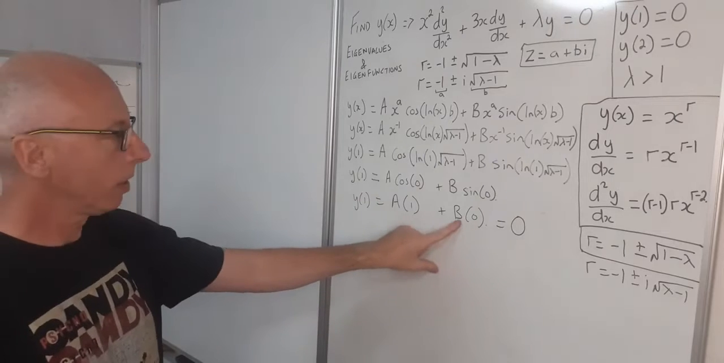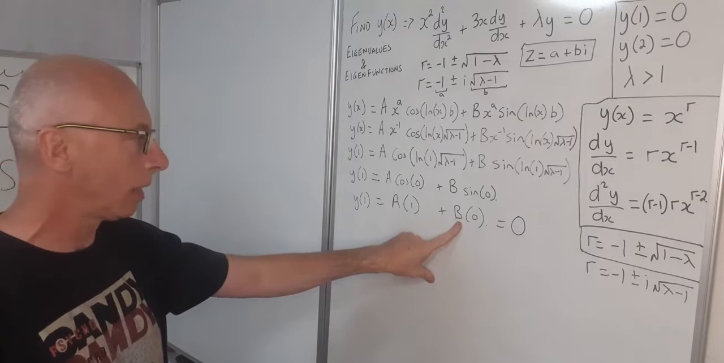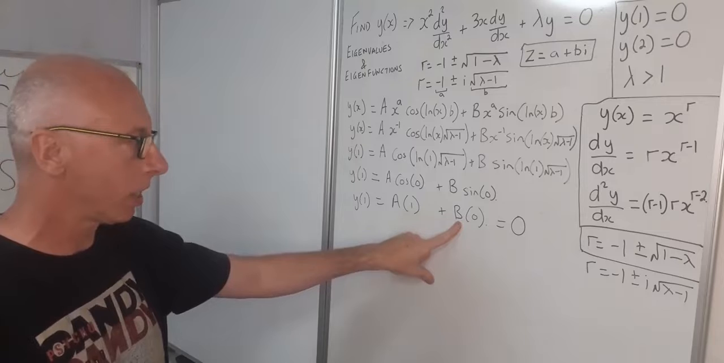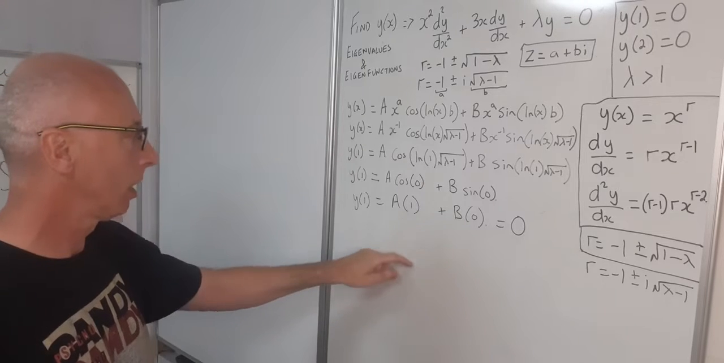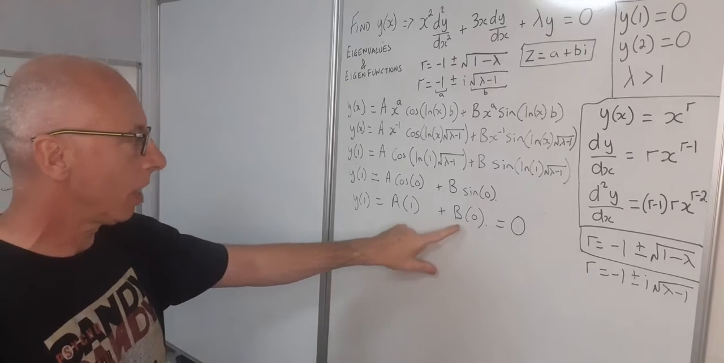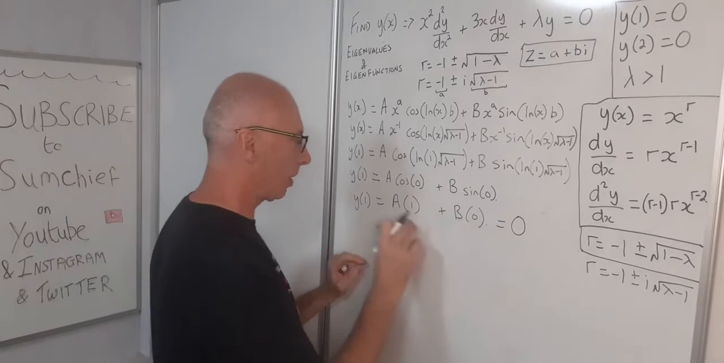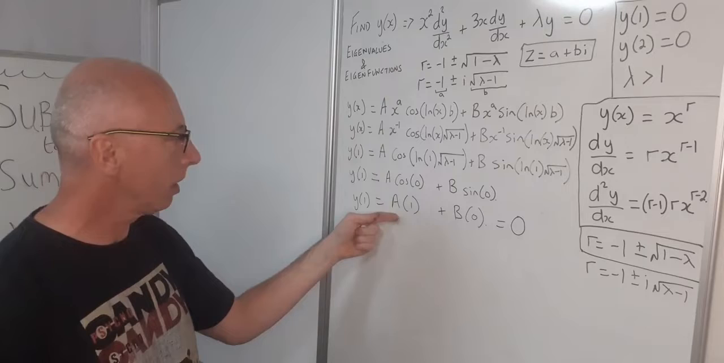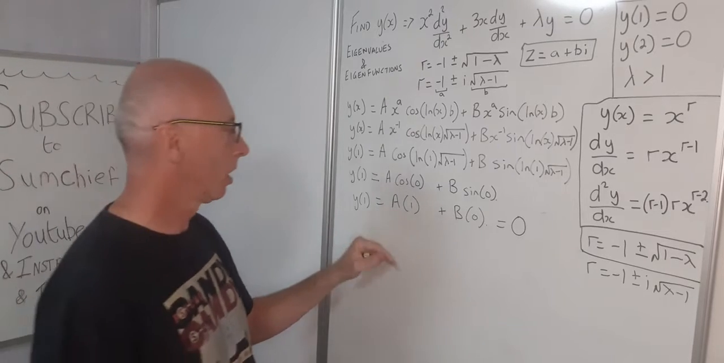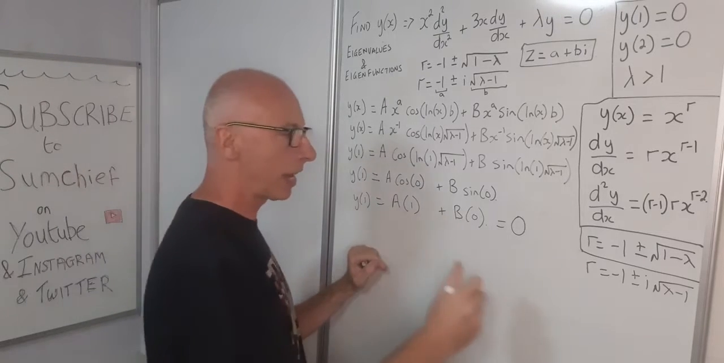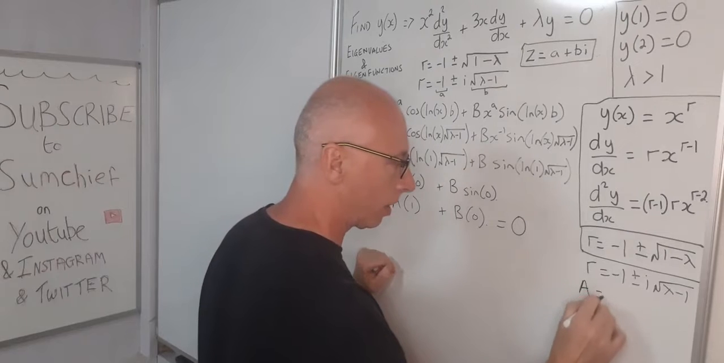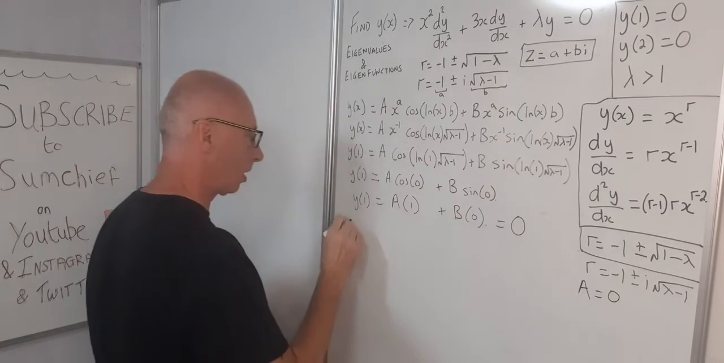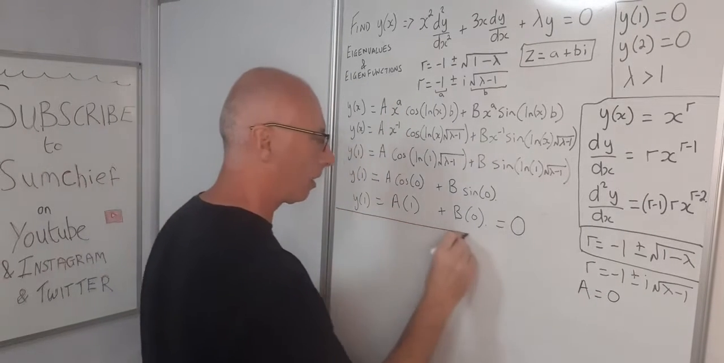So if this is 0, it's not going to tell us much about our b because b could be anything and it could be 0. So we don't know what b is yet. But for that to be 0, we know that this whole term is 0. So the only way we can get 0 on here is if a is also 0. So therefore our constant a is 0. So that takes care of that.